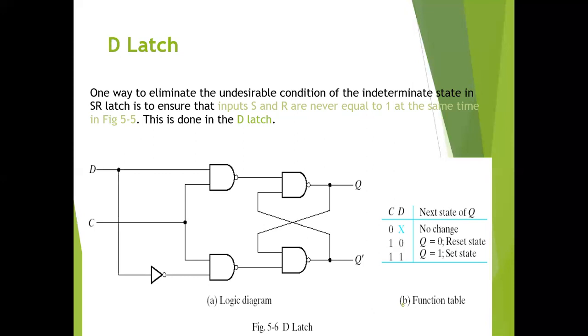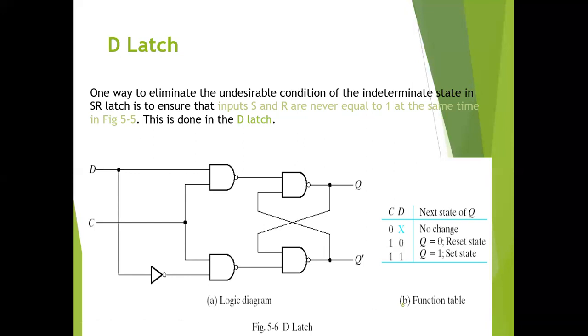So as long as the enable input is at 0, the cross-coupled SR latch has both inputs at the level of 1, and the circuit cannot change state regardless of the value of D. The D input is sampled when the enable input is 1, so this control input controls the process of the D latch circuit.